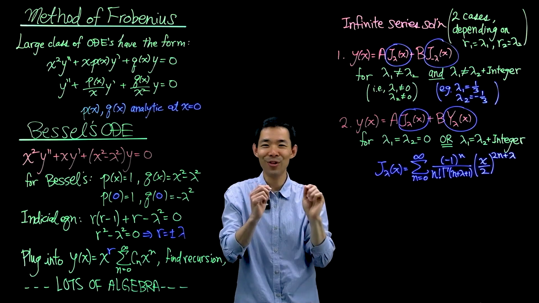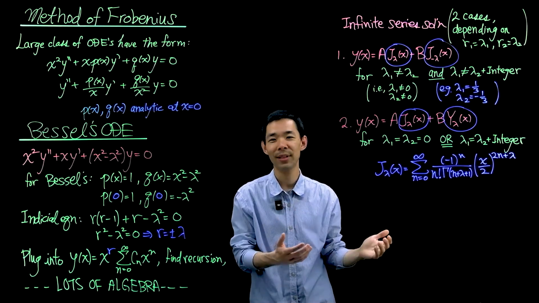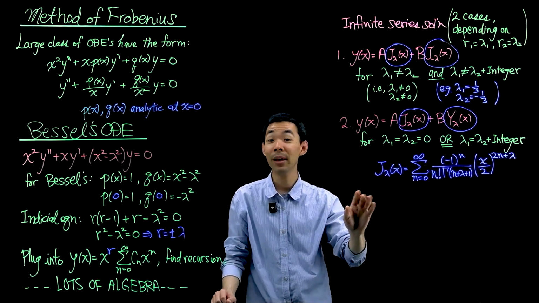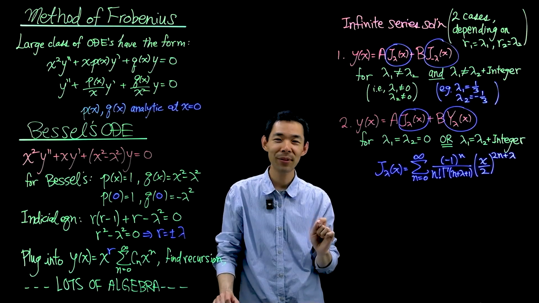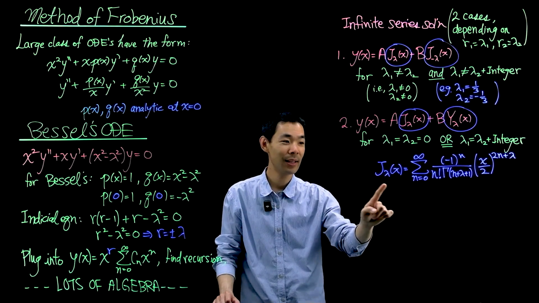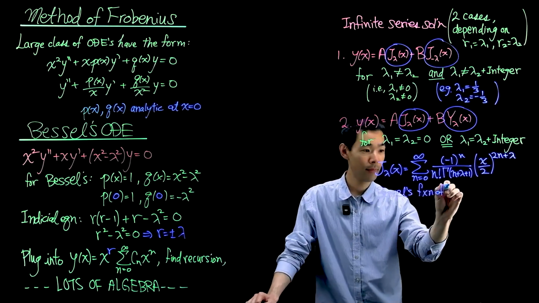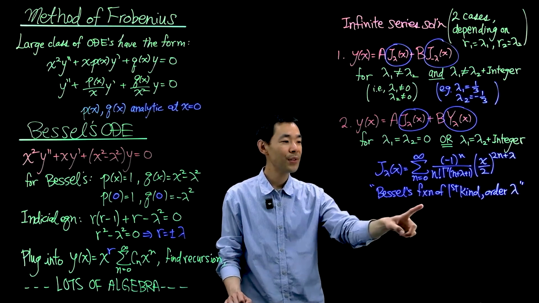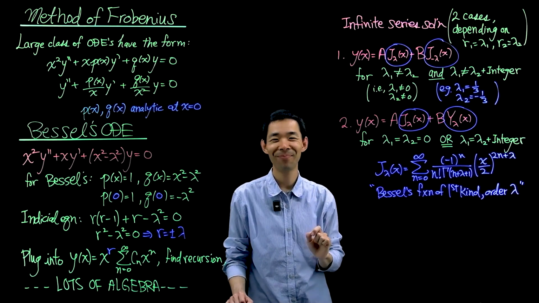J of lambda is just a name. It was just a name given to a power series. And this J sub lambda happens to have a name, and that name is the Bessel's function of the first kind of lambda. Let me just write that down. So this is called the Bessel's function of the first kind, order lambda.